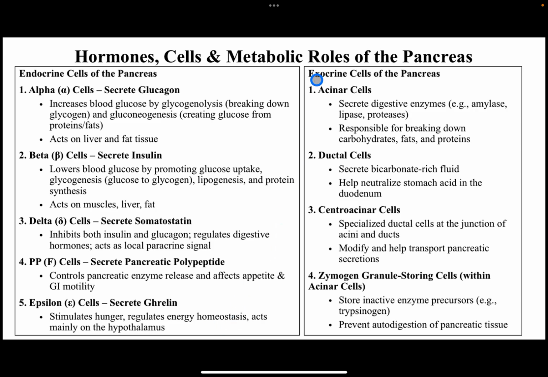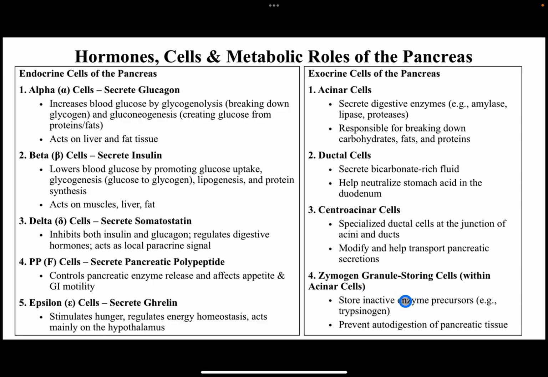Then we have about 4 cells in the exocrine pancreas. We have the acinar cells, the ductal cells, the centroacinar cells, and the zymogen granule storing cells. These are within the acinar cells.